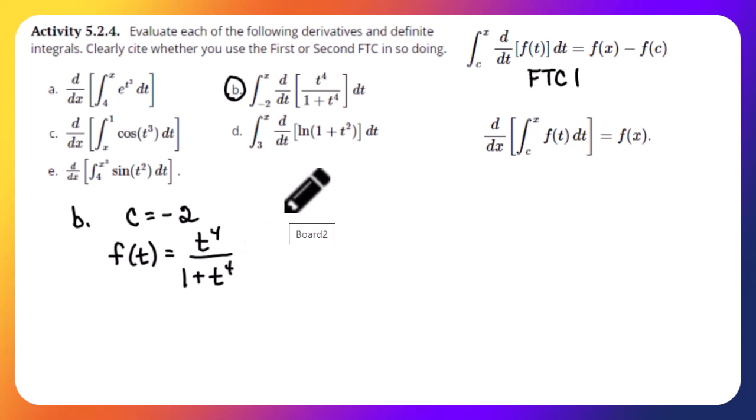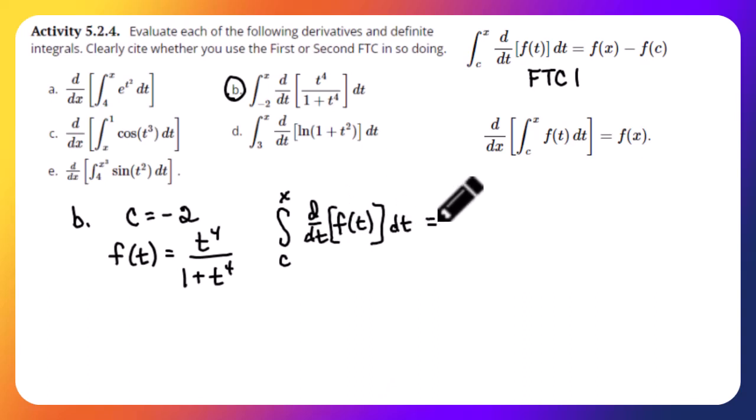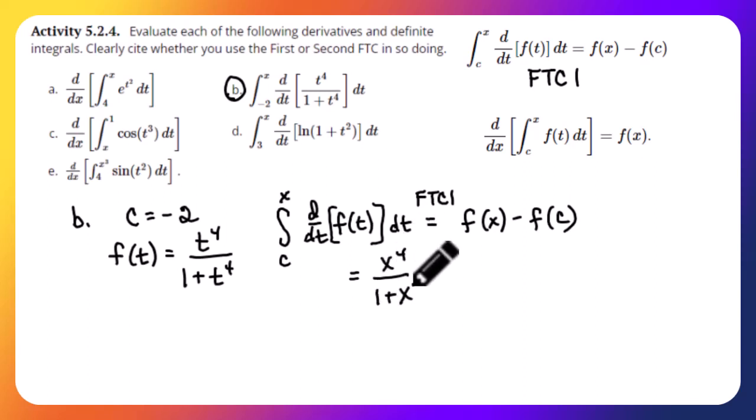So when we substitute these into part B, we get the integral from, in place of -2, we're going to put c. And we have x as our upper limit of integration. The derivative of, in place of t to the fourth over 1 plus t to the fourth, we're going to put f of t, over dt. And by the first fundamental theorem of calculus, this is equal to f of x minus f of c. So to find f of x, we simply replace each t with an x, and we get x to the fourth over 1 plus x to the fourth, and then minus f of c.